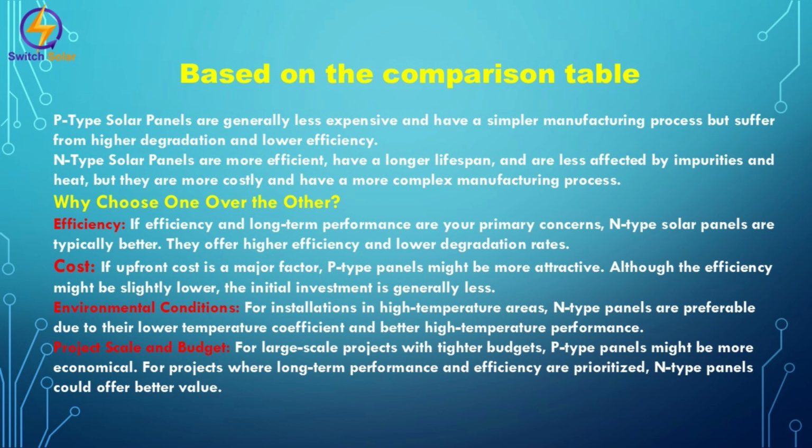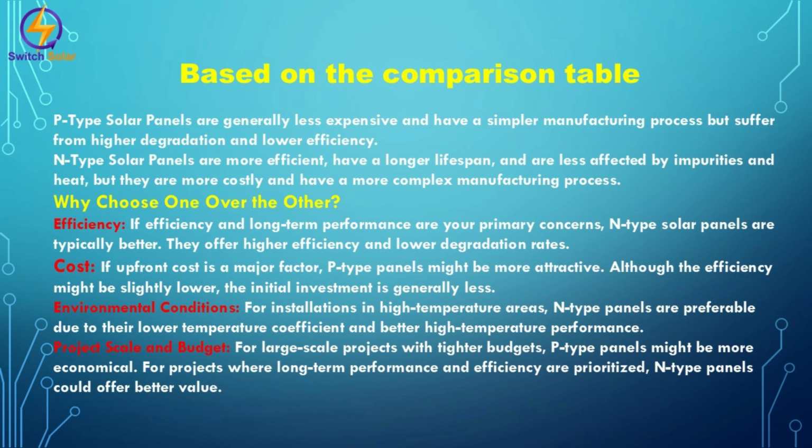Why choose one over the other? Efficiency: if efficiency and long-term performance are your primary concerns, N-type solar panels are typically better. They offer higher efficiency and lower degradation rates. Cost: if upfront cost is a major factor, p-type panels might be more attractive. Although the efficiency might be slightly lower, the initial investment is generally less.